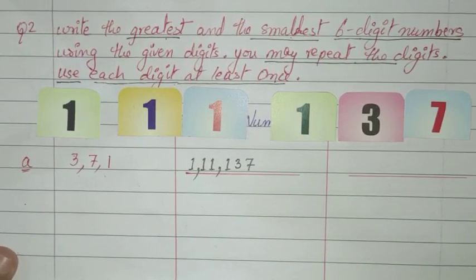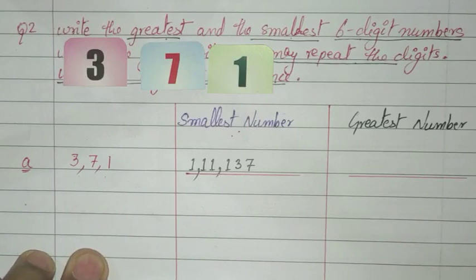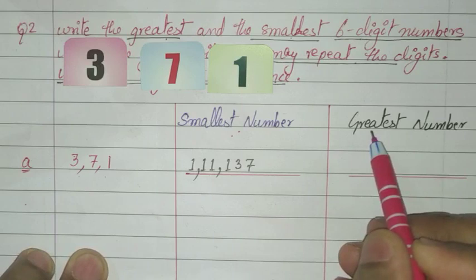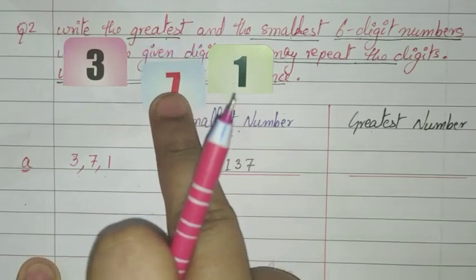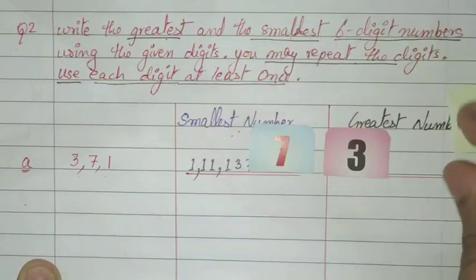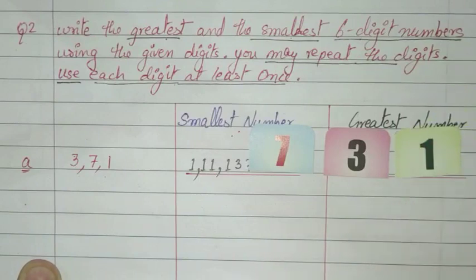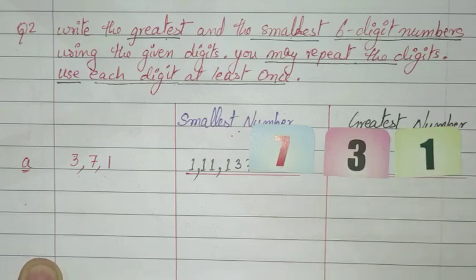Is that fine? Now you have to form the greatest number. For greatest number, we have 3 steps. First step is saying arrange the digits in descending order. For greatest number, you have to arrange the digits in the descending order. In descending order, we have 7, 3, and then 1. And you have to repeat which digit? For forming the greatest number, you have to repeat the greatest digit, which is 7.